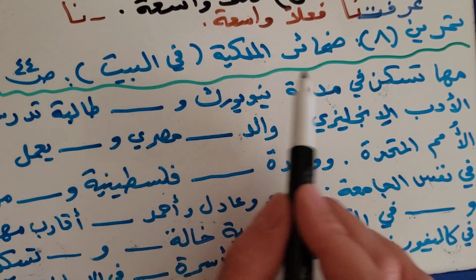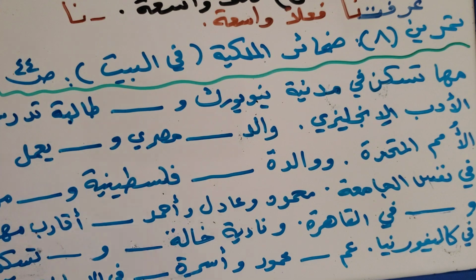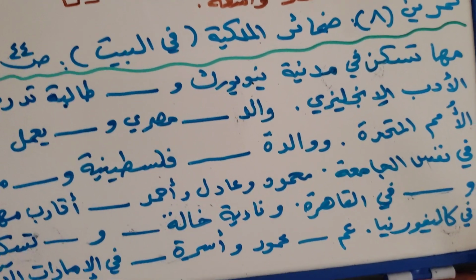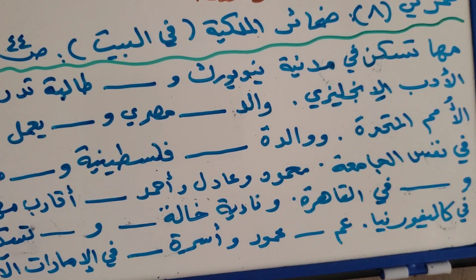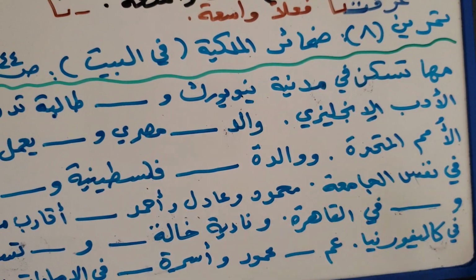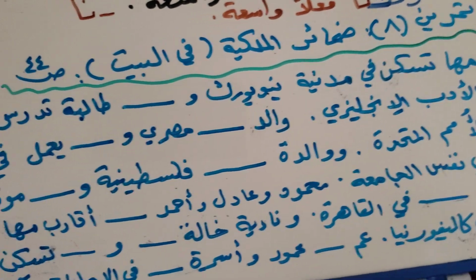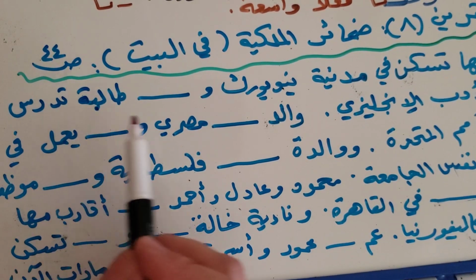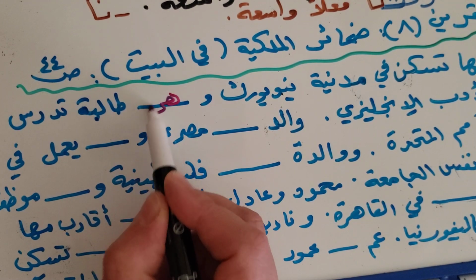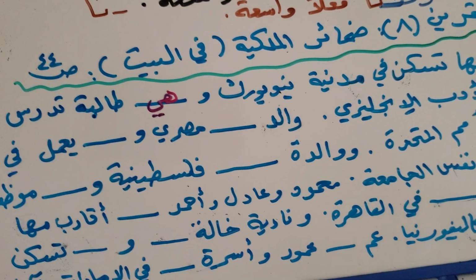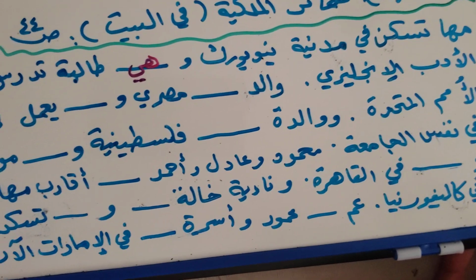Okay. Now, exercise number 8, they want you to fill in. It's on page 44, still addressing ضمائر الملكية, but this exercise, I didn't have enough space to write the heading of the question, but what they want is for us to fill in using the appropriate pronoun, whether it's subject pronoun or possessive pronoun. So let's begin. مها تسكن في مدينة نيويورك وطالبة. So basically طالبة, so it means she is a student. So what should I put here? وهي طالبة تدرس الأدب الإنجليزي.